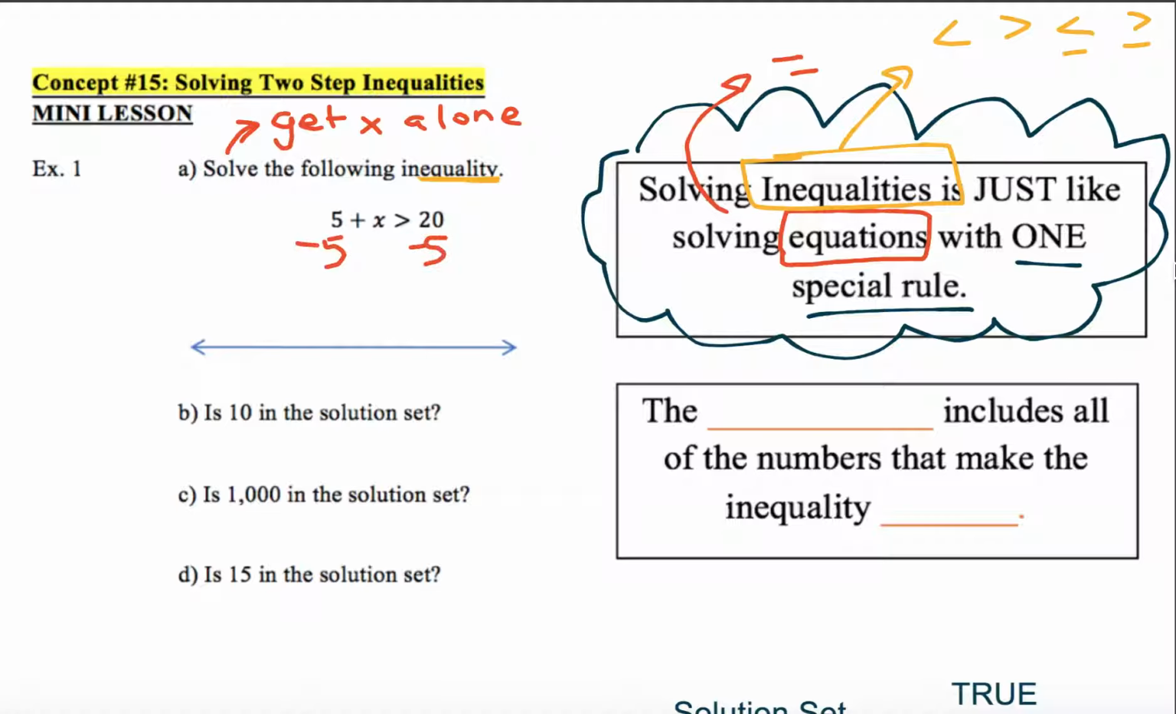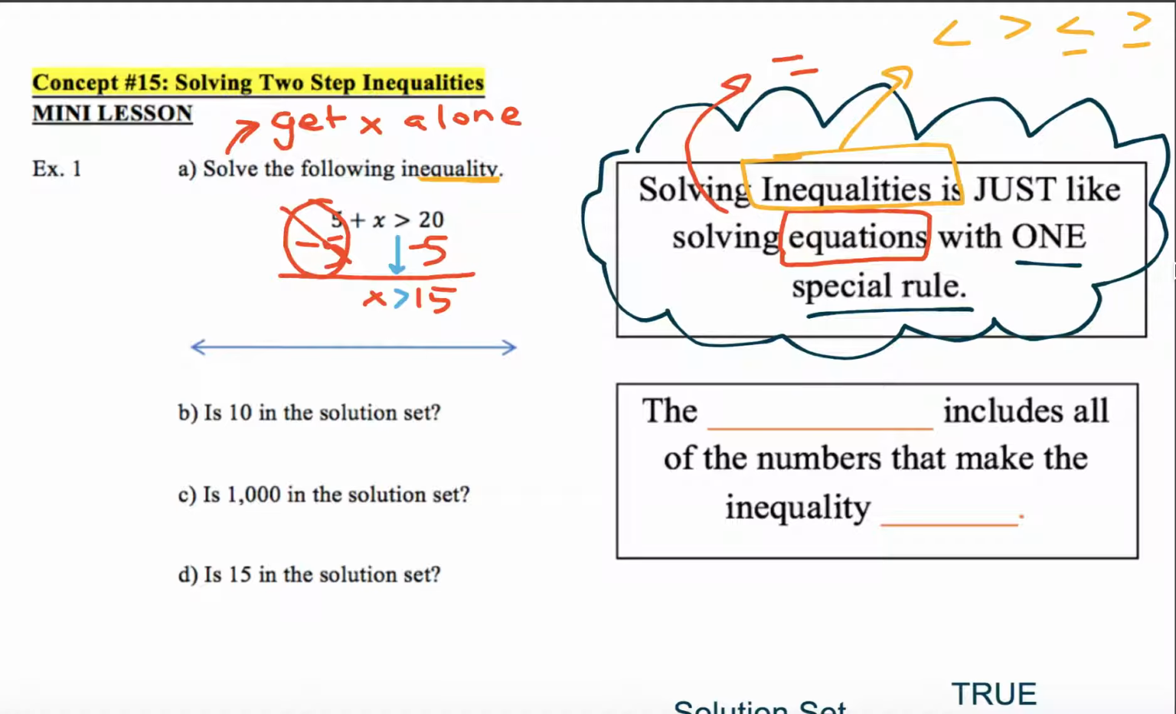And like always, we do the same thing to both sides. This means that 5 is eliminated from the left side. We have x, we bring down the inequality, don't make a typo and accidentally put an equal sign. And we have 20 minus 5, which is 15. And so we have just solved our inequality.